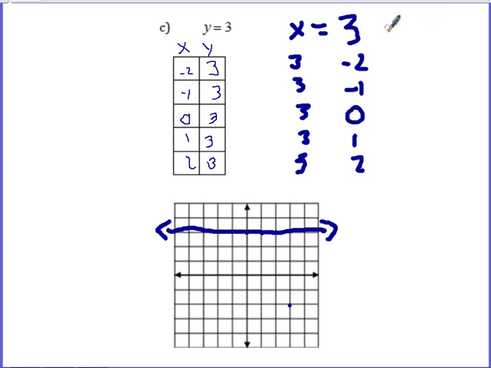Let me do this one in a different color. All right, so I'll graph this in red. 3, negative 2, 3, negative 1, 3, 0, 3, 1, 3, 2. So when I have x equals some number, I have a straight up and down vertical line. And we'll talk a lot more about these special cases, but when you go to make your tables, if it says y equals 3, it means the y values are all 3 no matter what we put over here, and vice versa for the x values.